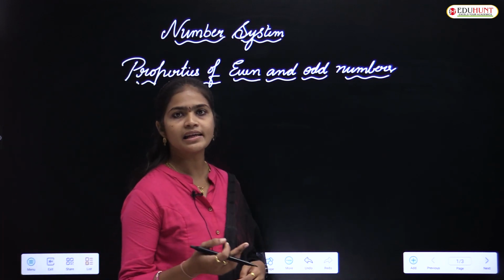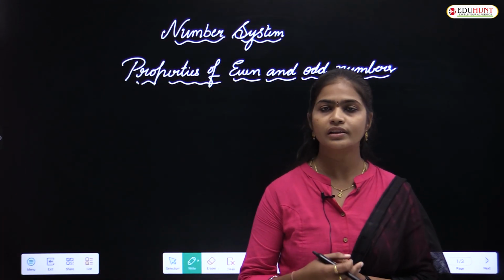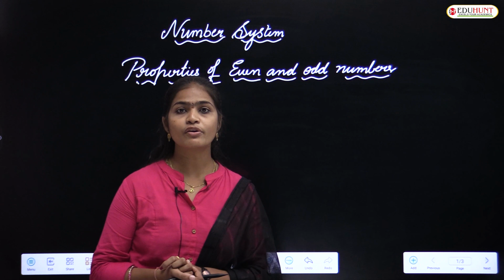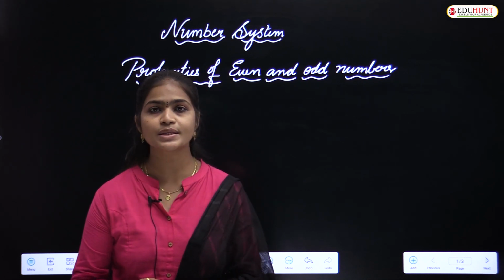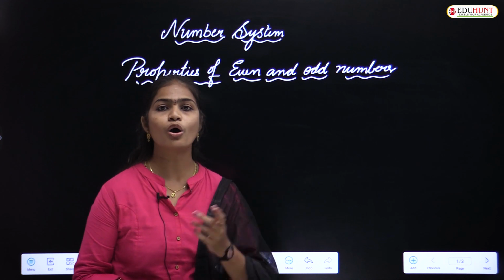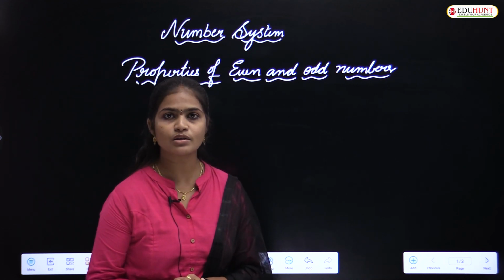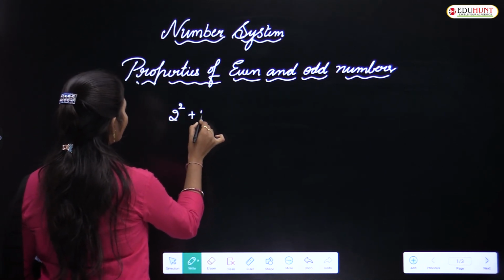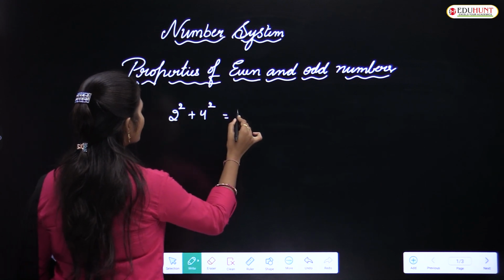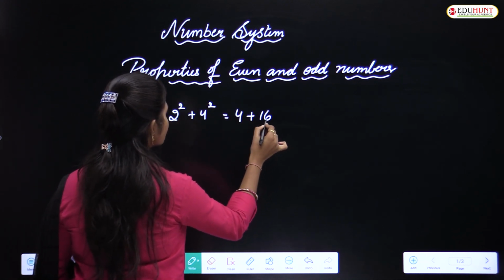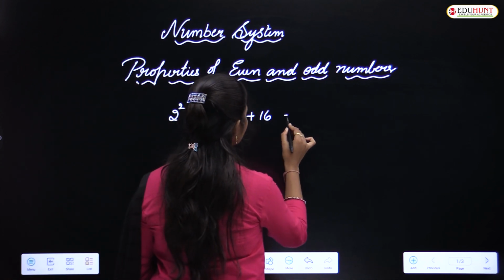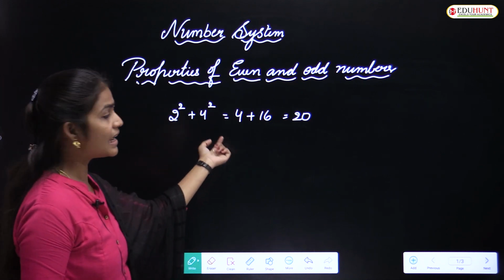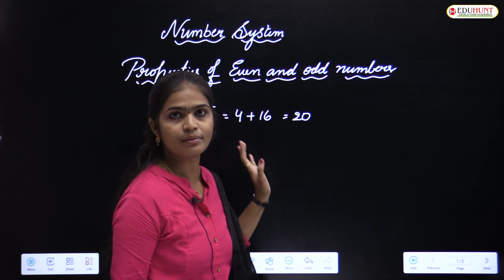So in this way we can state other properties also. I'll tell you another two properties you have to know. The sum of the squares of any two even numbers is always even. Squares means here 2 square plus 4 square. 2 square is 4 and 4 square is 16. So 4 plus 16 is equal to 20 only, no? So the sum of the squares of even numbers again gives an even number only.